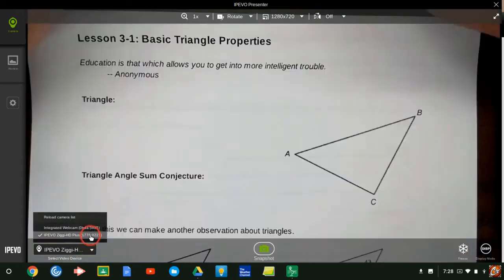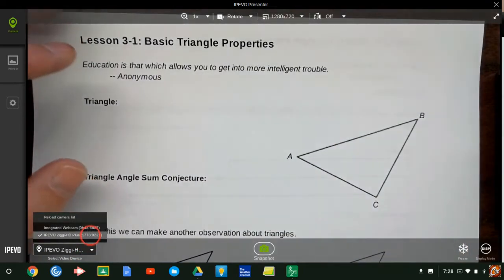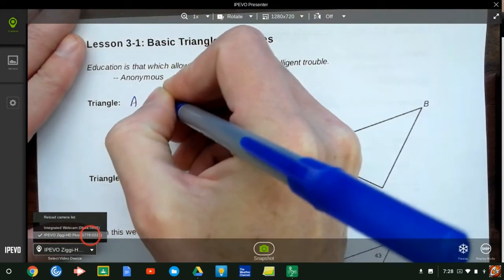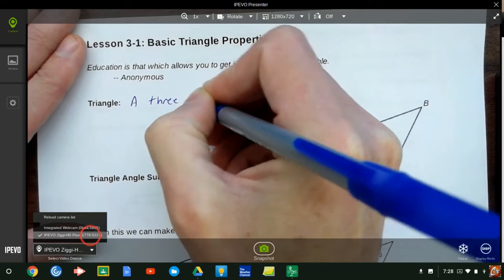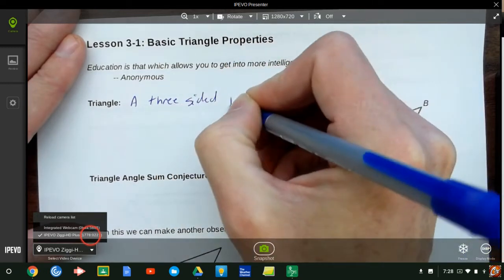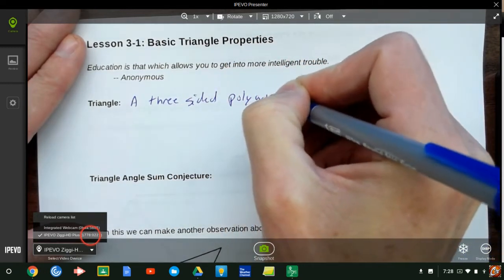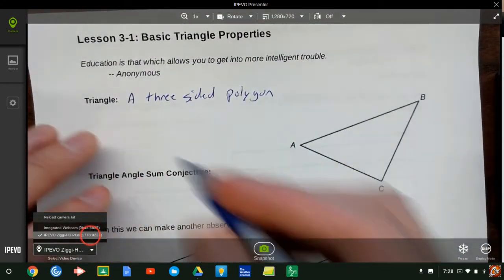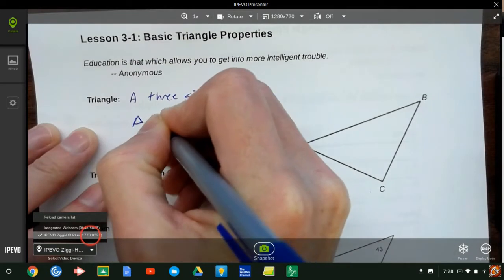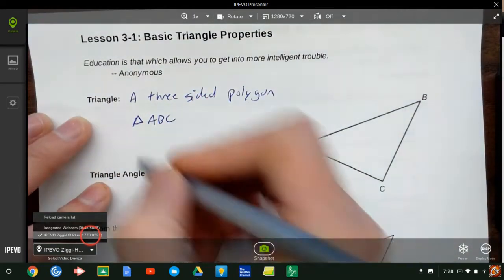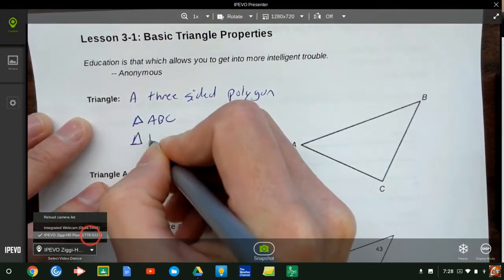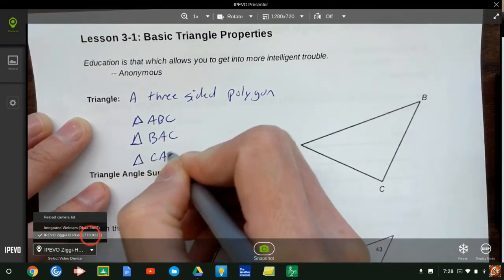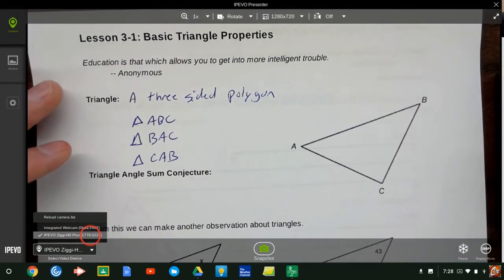Okay, so some basic facts. What is a triangle? Well, we know a triangle is a three-sided polygon. Okay, we know it has three sides, three angles. We can name a triangle calling it triangle ABC. You could call it the same triangle, triangle BAC. It doesn't matter how you name the triangle. It's going to be the same triangle.